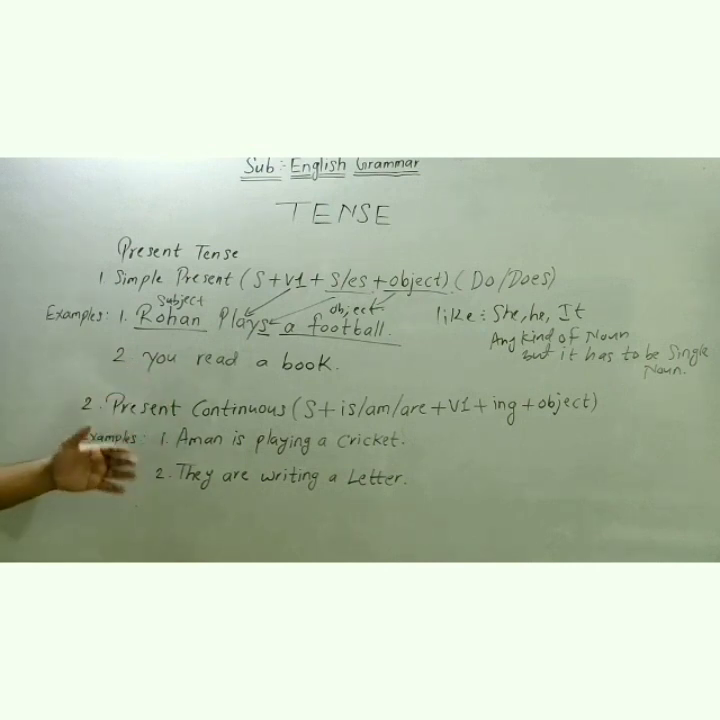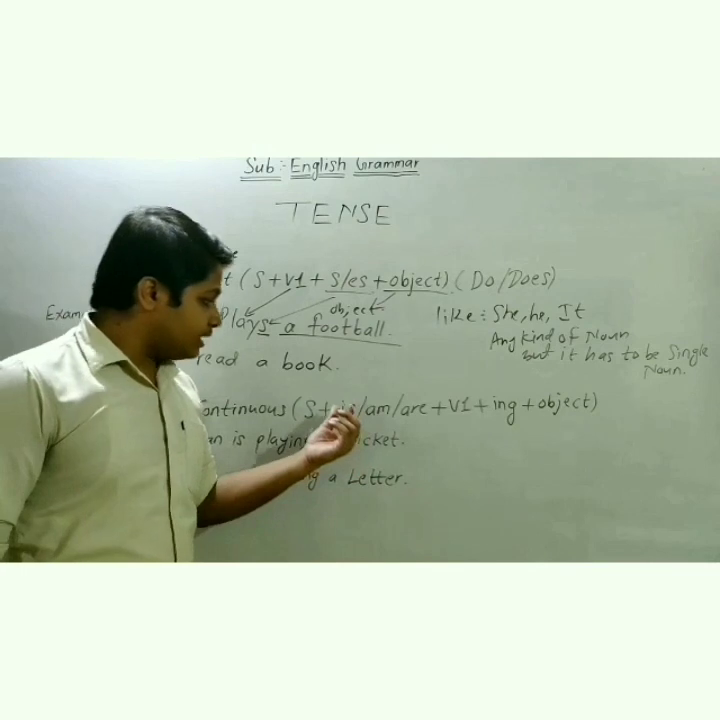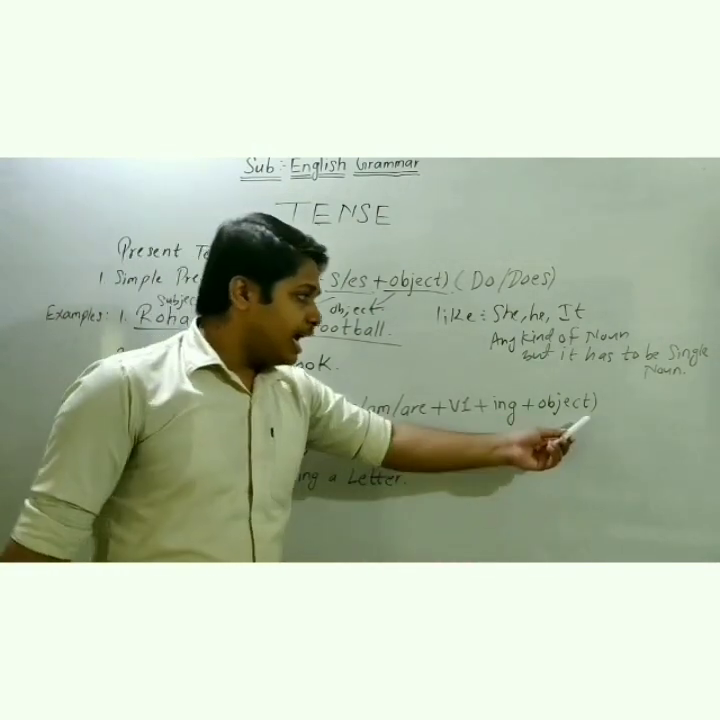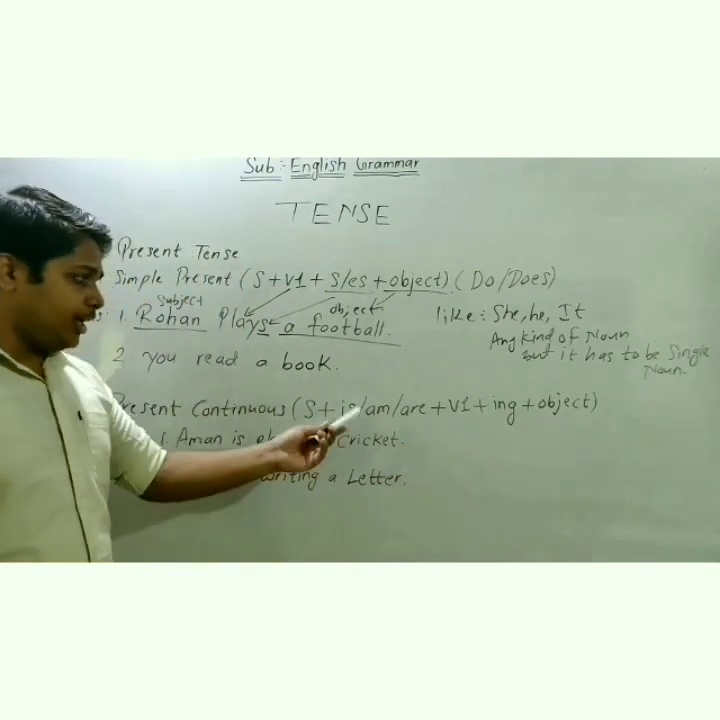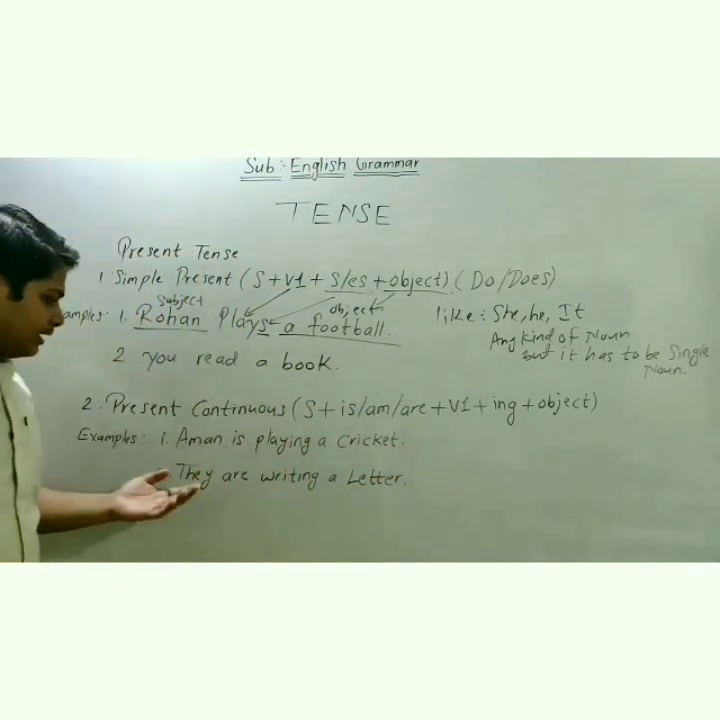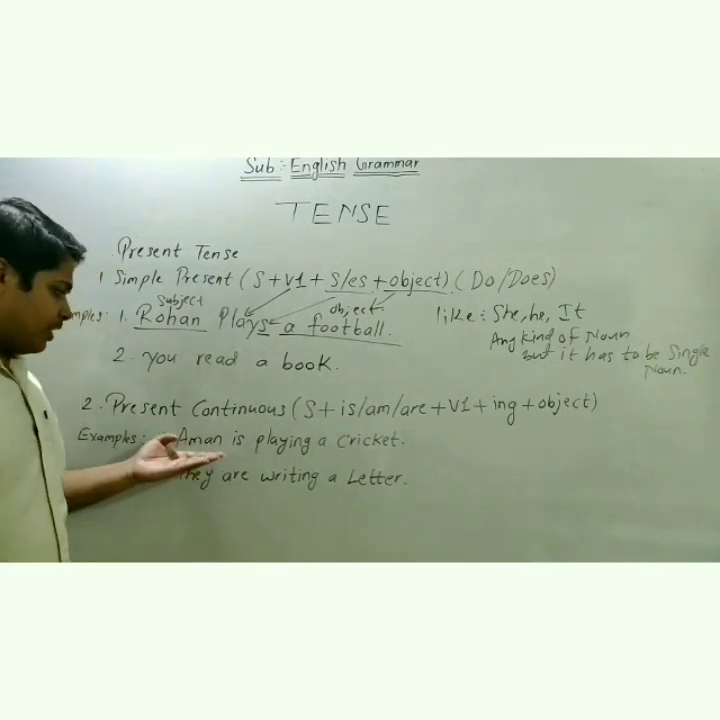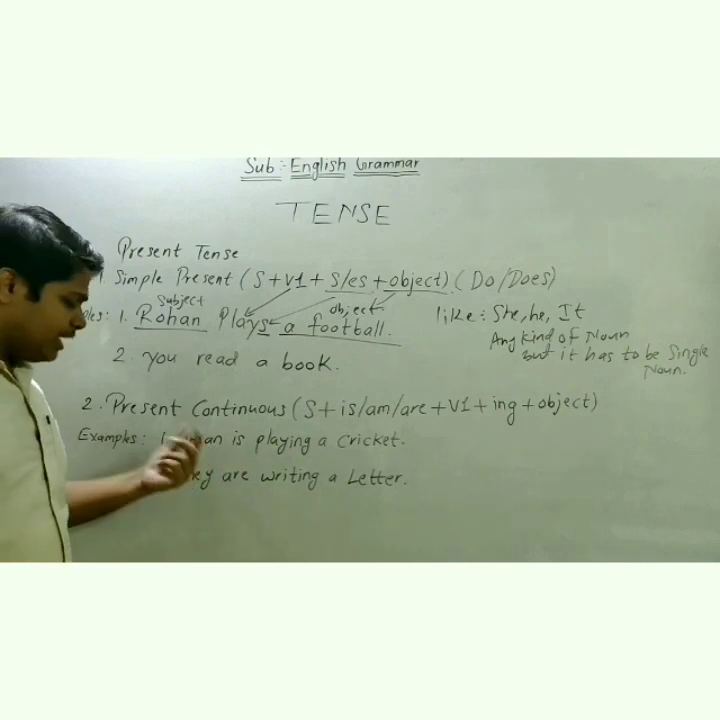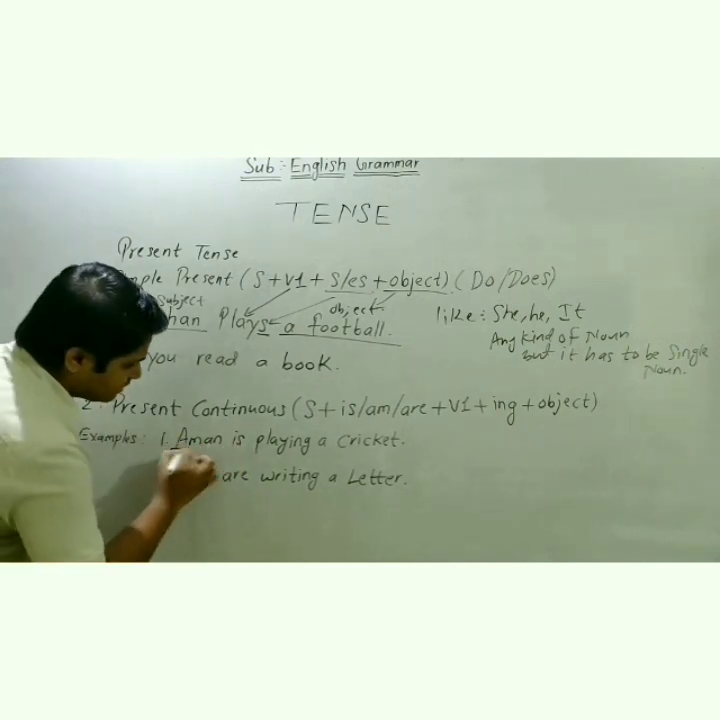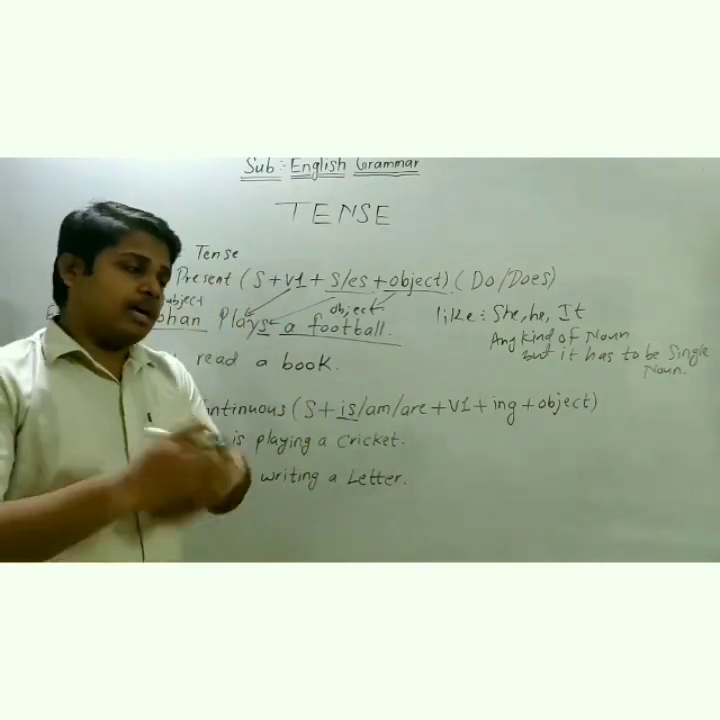And after that, present continuous. The formula is subject plus is, am, are plus verb first form plus ing and plus object. So according to this formula, we have to write the sentence. First of all, the subject is Aman. Aman is a single noun. It is a boy's name. As we said, it is a single noun, so we have to use only "is". If it is a single noun, we use is.